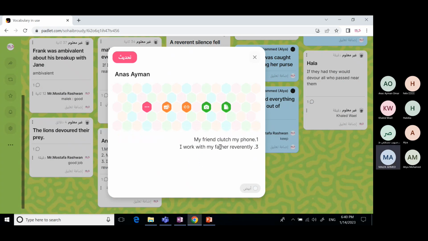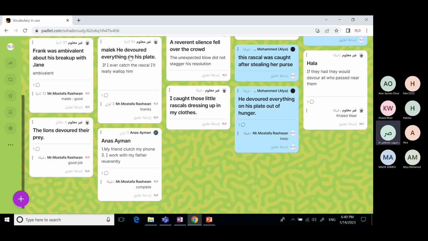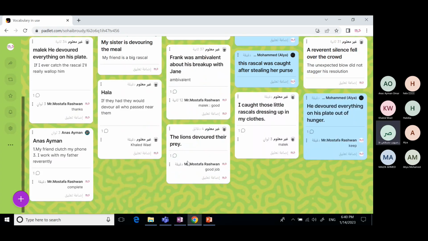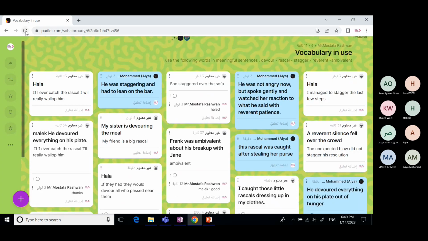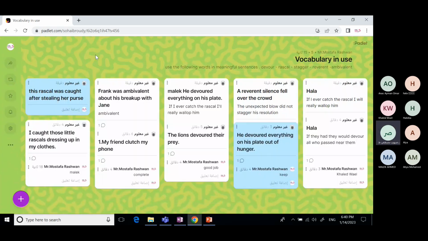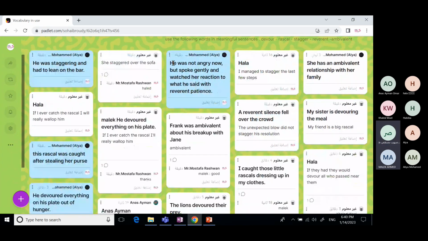This one. This one is mine. Which one? I wrote my name under it. Okay. Okay, thank you for the males. What about the females? Messages are not enough. Hala?